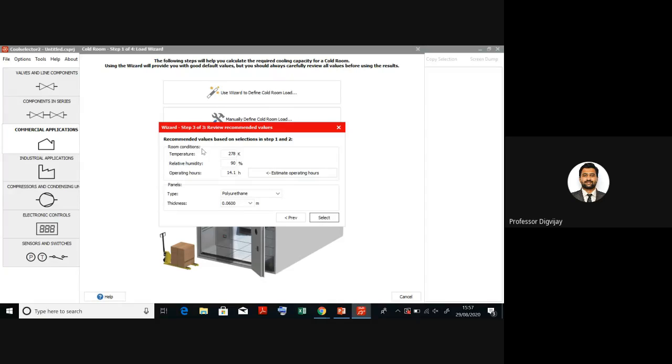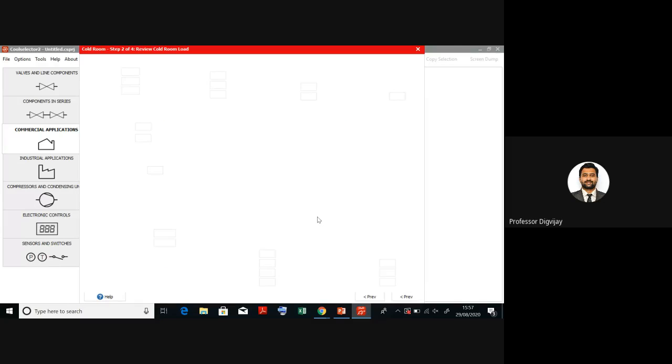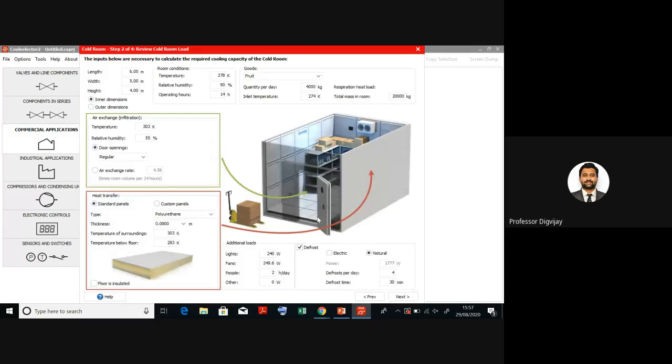Then room condition temperature. Okay, relative humidity, operating hours 14 hours, so I will take 14 hours. Panels with polyurethane. Okay, no problem. So I will take 0.8 meter, so that will be 80 mm. Select. So after all that, this software has calculated the capacity. Okay, so I will show you what it has calculated here.